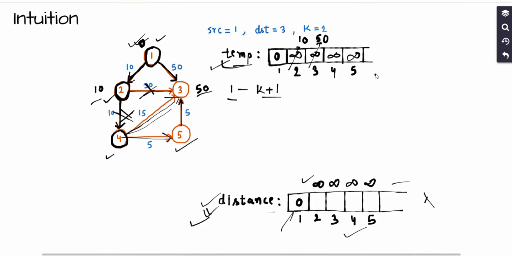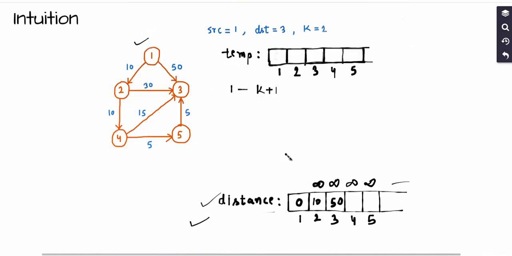Fine. Hence, this is my final temp array, and I have performed the relaxations for all the paths which have at max 1 edge. So I have calculated the shortest path till city 2 and city 3 from the source city, and those distances are stored in this temp array. After I have processed this temp array, I will copy it into my distance array. Then I move to the next iteration, which is iteration number 2.